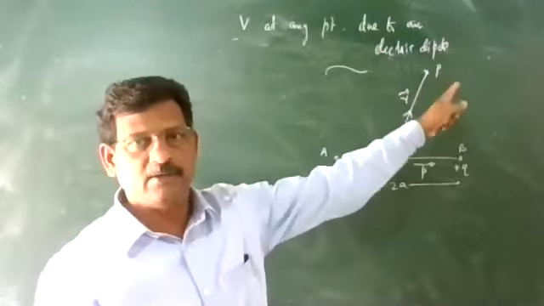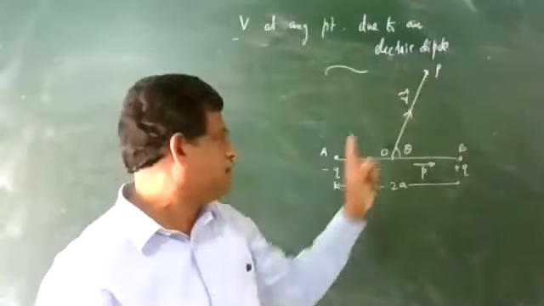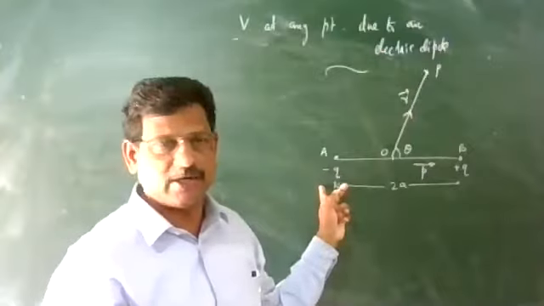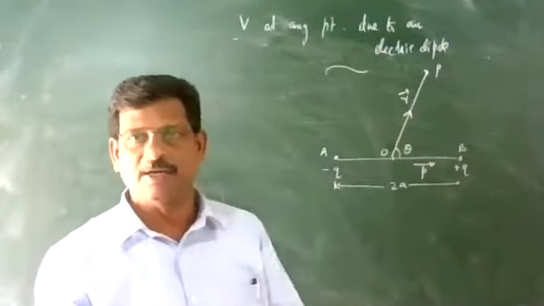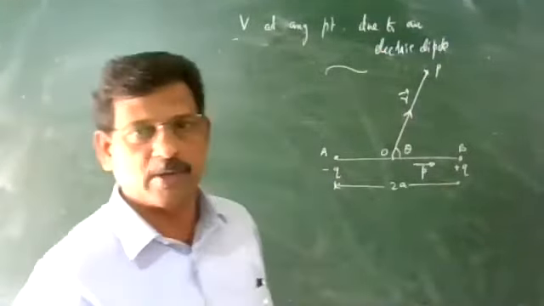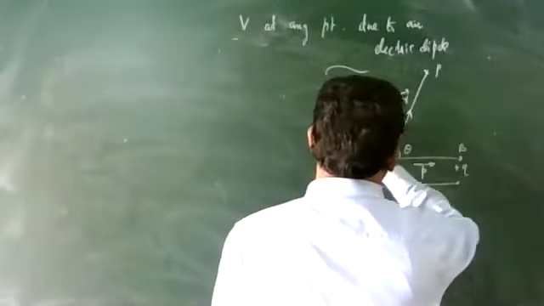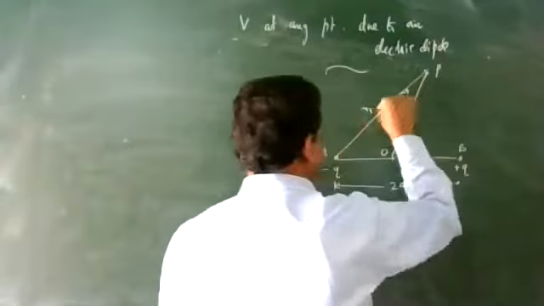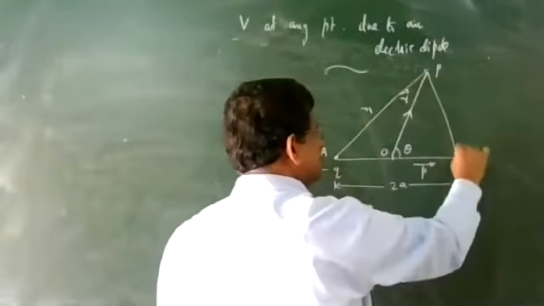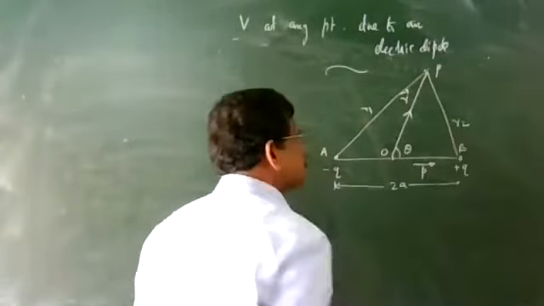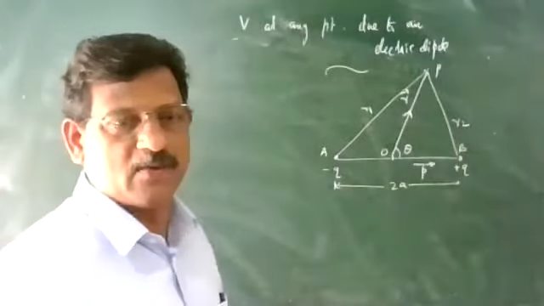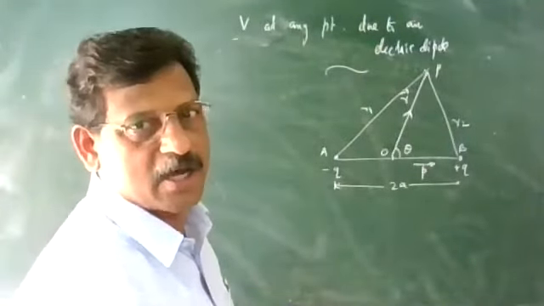Again by superposition principle, total potential at the point P by minus q charge we have to find out, and by plus q charge, add them. So algebraic sum by superposition. A to P distance I am marking as r1, and B to P distance I am marking as r2. AP distance is r1 and BP distance is r2.